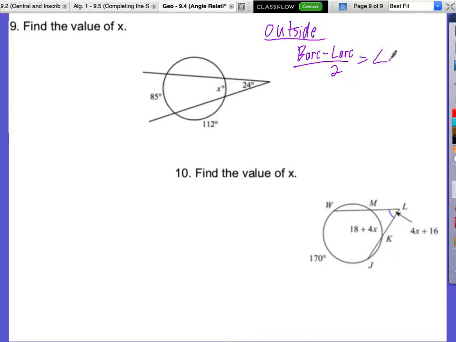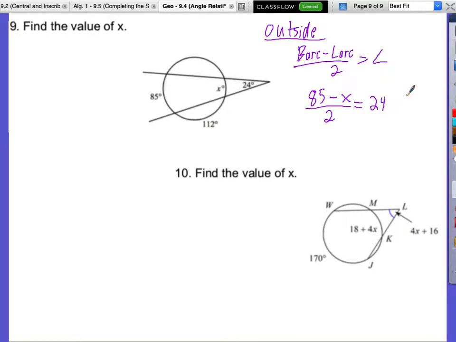Okay, so we fill in what we know. What is our big arc? 85. It's one of the arcs. They have to be the arcs that are intercepted by these. Okay, if I didn't clarify that earlier, you can clarify that now. And so what's our little arc? We don't know. It's x. Over 2 is equal to what? 24 angles. So we take our formula and we plug in what we know.